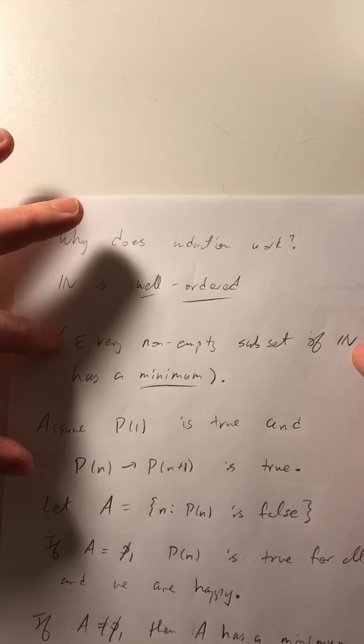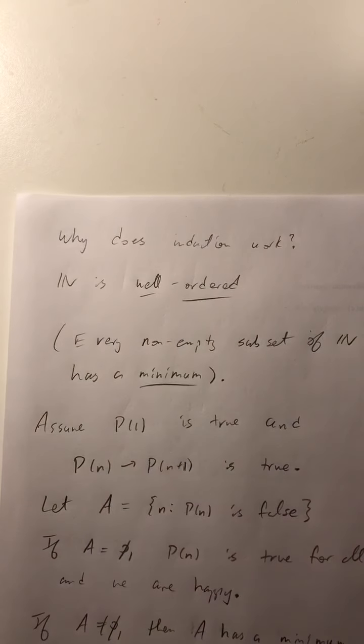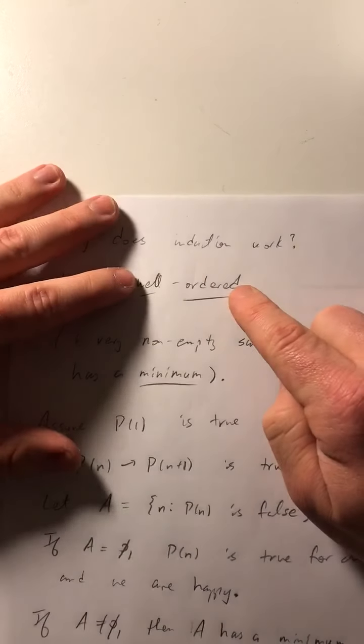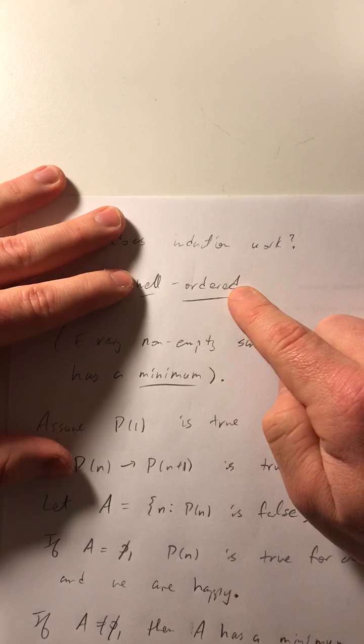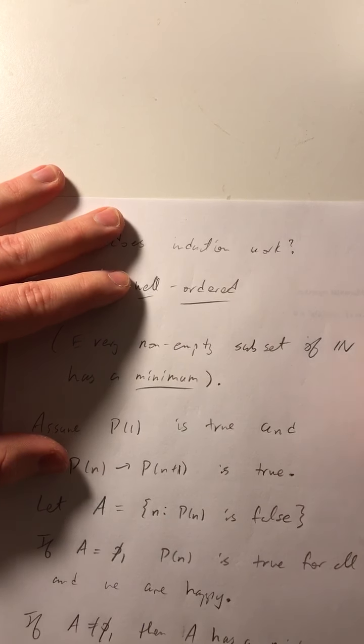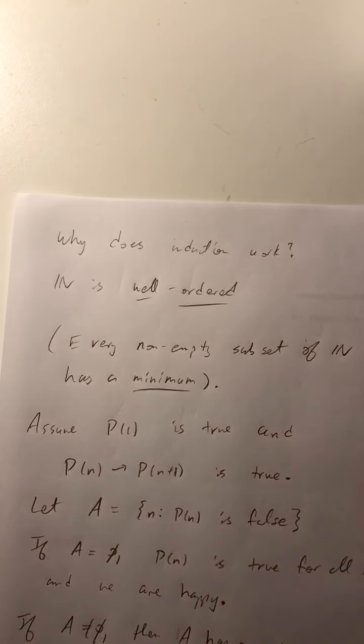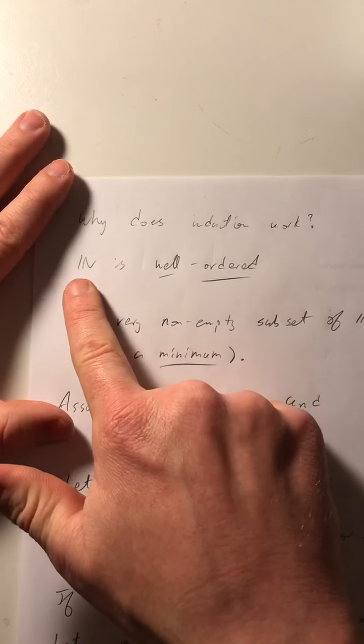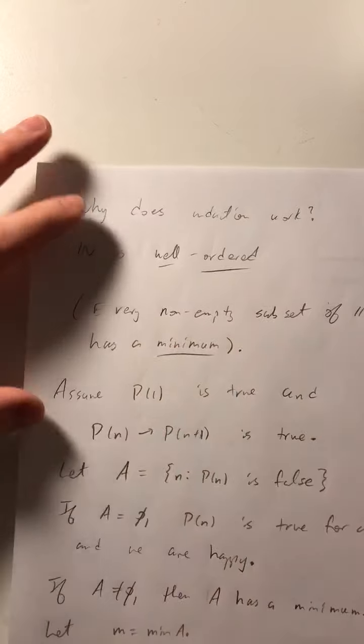You can have a subset that doesn't have a minimum. The real numbers is not a well-ordered set. I can find a non-empty subset of the real numbers which doesn't have a minimum. In fact, the set of real numbers itself does not have a minimum. Okay? But the set of positive integers, every non-empty subset has a minimum.